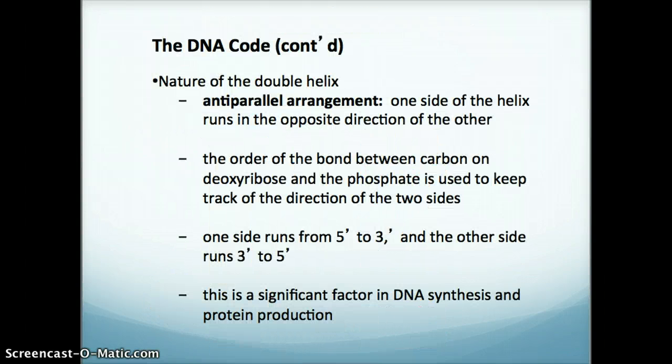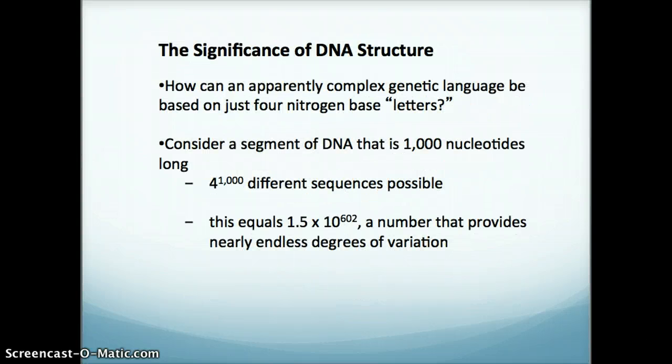When we talk about this double helix, like I said, this is that arrangement of one starts at the 5' to the 3', and then the other one has that opposite direction. There's a term for this. This is called anti-parallel arrangement. Also, the order of these bonds between the carbon and the deoxyribose helps keep track of the direction of the two sides. So you know that one's running from 5' to 3' and the other is doing the opposite. And this is a really important factor both when we look at DNA synthesis, so when we are replicating DNA, and also in protein production, which we'll get into a little bit later in this chapter.